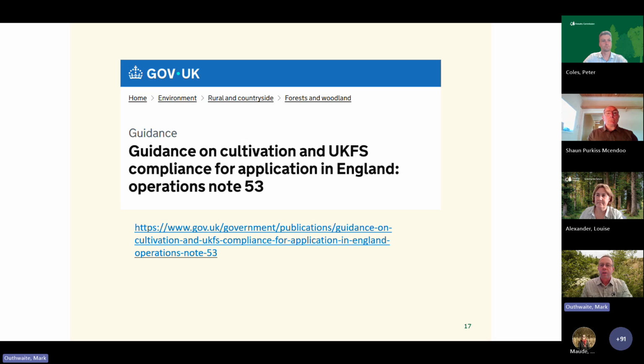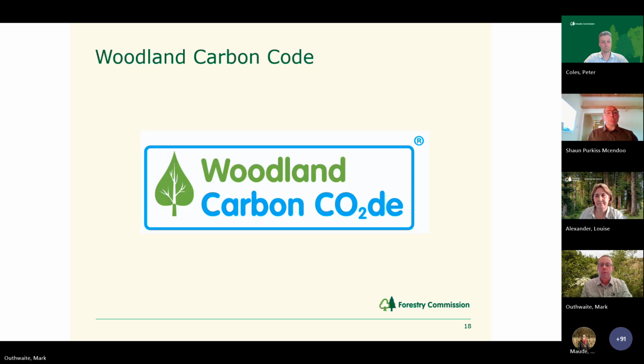Further guidance on cultivation compliance in England can be found in Operations Note 53, and we would recommend that you read this to help determine the most appropriate cultivation method for your site. If you're considering registering your project with the Woodland Carbon Code, it's worth running your chosen cultivation method through the calculator. The cultivation method is a key component of the carbon calculations.